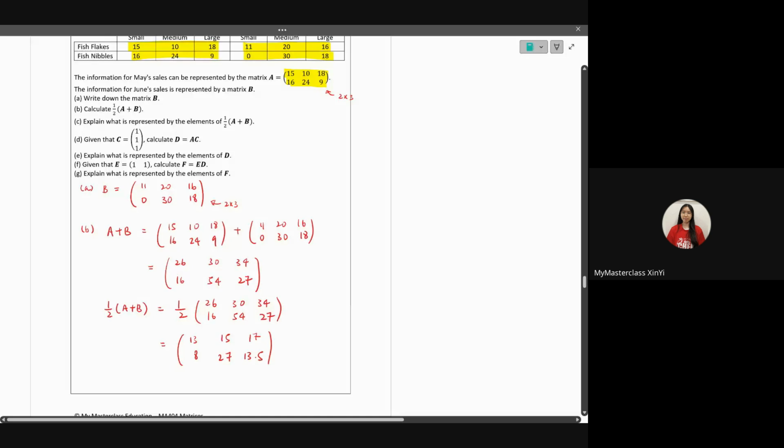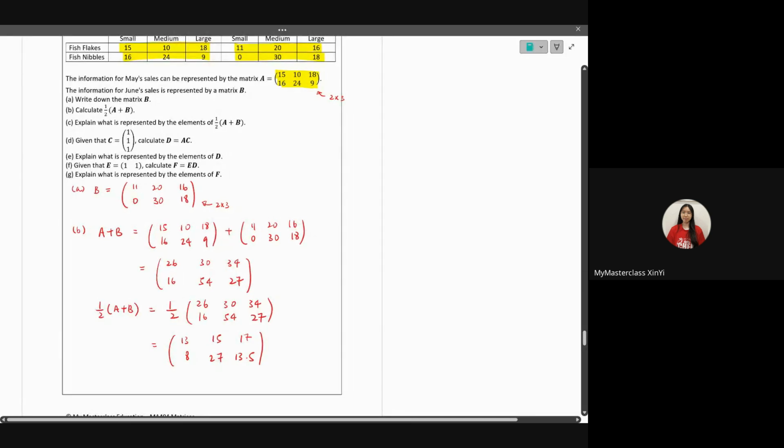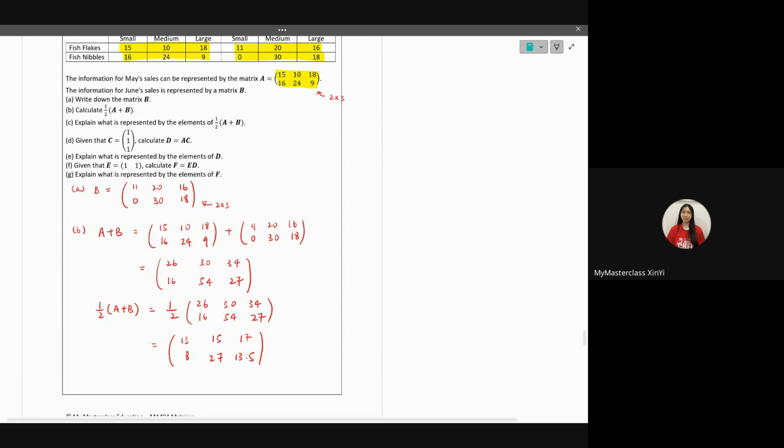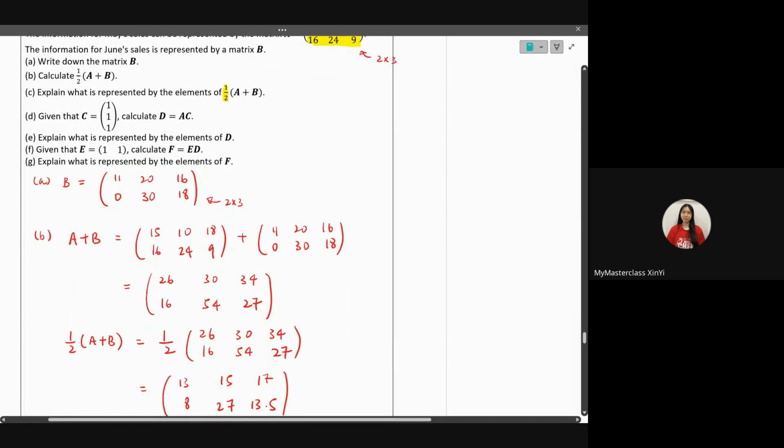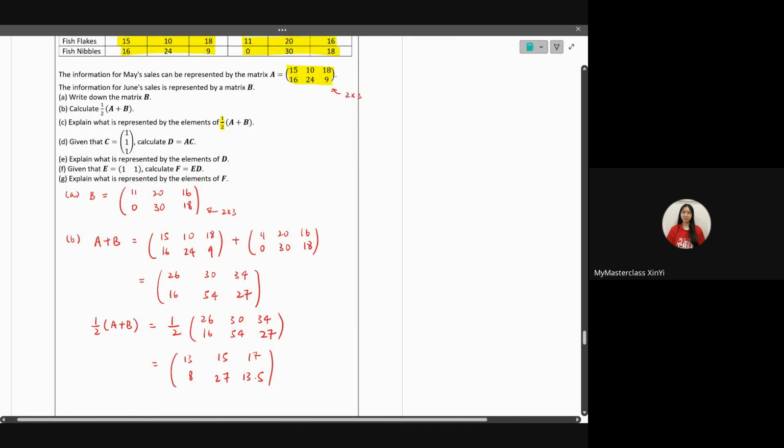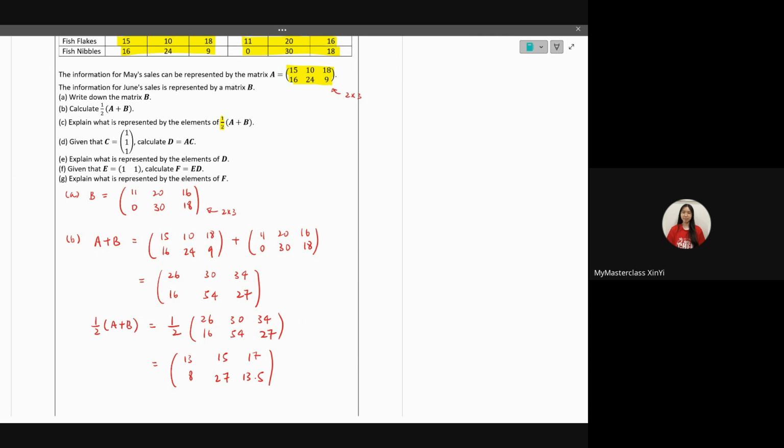Now comes part C. Explain what is represented by the elements of this. Over here, because of the half over here, where does this half come from? Let's try to understand one by one first. So when you take A plus B, A is May's sales. B is June's sales. So when you add them up together, it is the total sales in May and June. Then when you halve it, there are 2 months, right? So basically, if you halve it, it should be the average. So from 2 months you halve it, it becomes the average sales per month.